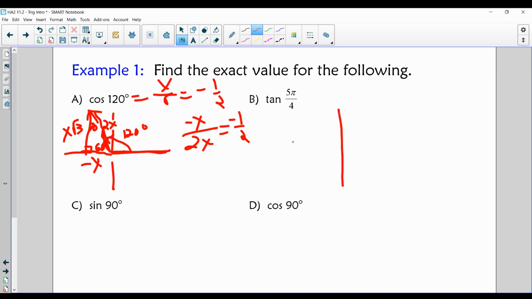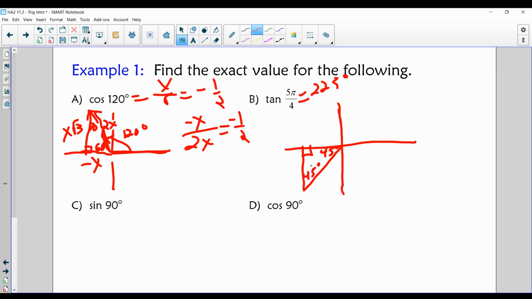Tangent of 5 pi over 4. We're going to get into a lot of should you convert something to degrees or not. I'm going to convert this one to degrees just to show you, okay? So if you convert 5 pi over 4 to degrees by doing the whole d over 180 equals r over pi, like we did in the last section, this is going to be 225 degrees. So here's 225 degrees. 225 degrees is 45 degrees away from the x-axis.